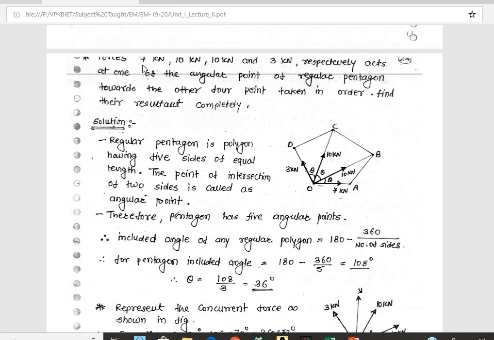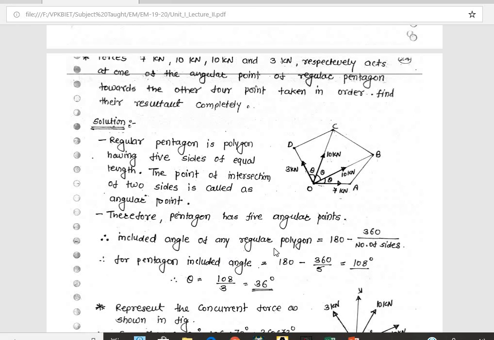Next, the forces 7 kilonewton, 10 kilonewton, 10 kilonewton and 3 kilonewton respectively act at one of the angular points of a regular pentagon towards the other 4 points taken in order. Find their resultant completely. So this is given: 7, 10 and 10, 3. A regular pentagon is a polygon having 5 sides of equal length. The point of intersection of two sides is called the angular point. Therefore, a pentagon has 5 angular points.